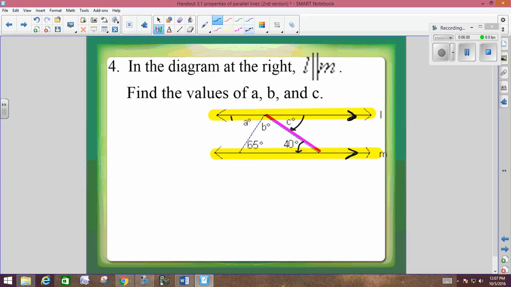Are they on the same side of the transversal or alternate? Alternate. Inside of the two lines or on the outside? Inside. So we call them alternate interior angles, which means they have to be what? Congruent. So then C is equal to 40 degrees. Good. I'm going to put alternate interior in there just so that we know why.